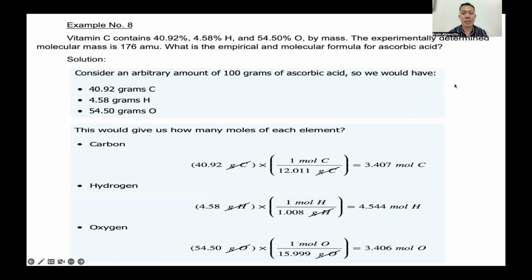So consider the following: 40.92 grams of carbon, 4.58 grams of hydrogen, and 54.50 grams of oxygen. In this case, we use the formula for molar mass. At the end of it, you'll be able to get 3.407 moles of carbon, 4.544 moles of hydrogen, and 3.406 moles of oxygen.